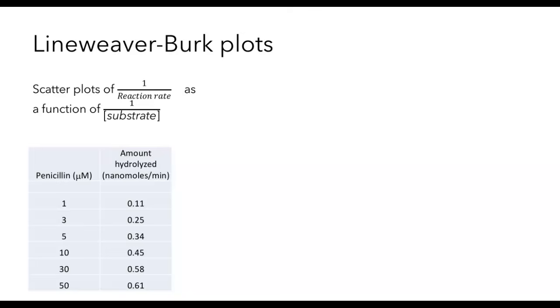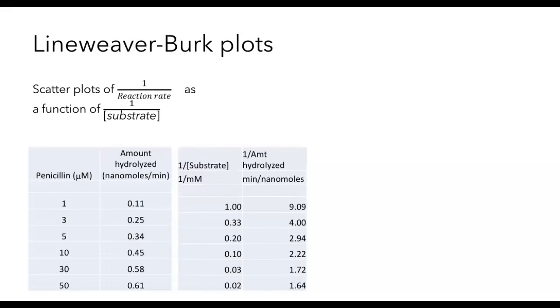Well, here's the data that I showed you before. But if I want to make a Lineweaver Burk plot, I'd have to pull out my calculator and take each one of the values for the reaction rate and each one of the values for the substrate and divide it into 1. So for example, at the penicillin concentration of 3 micromolar, 1 divided by 3 is 0.33. That's a value. 1 divided by 0.25 is 4. That's where I get my rate, and I'd have to do that for each independent point.